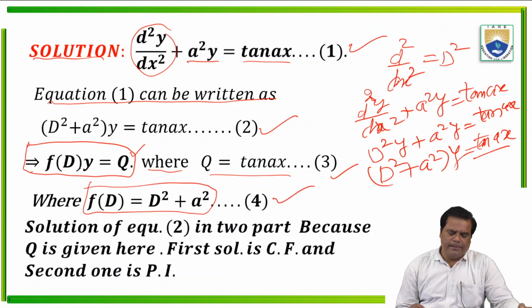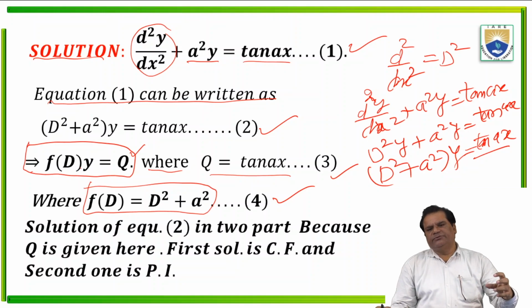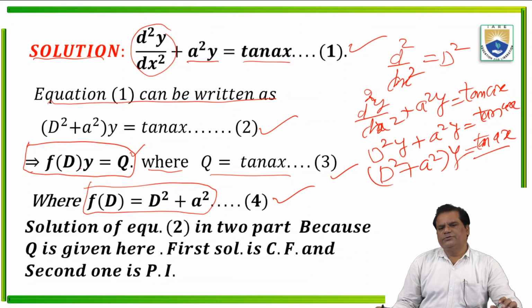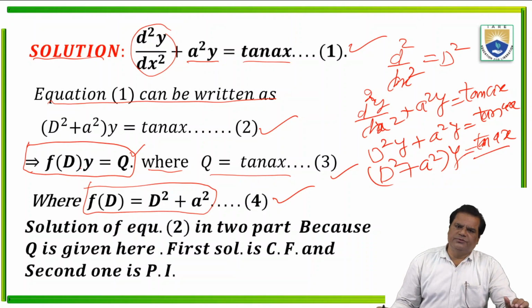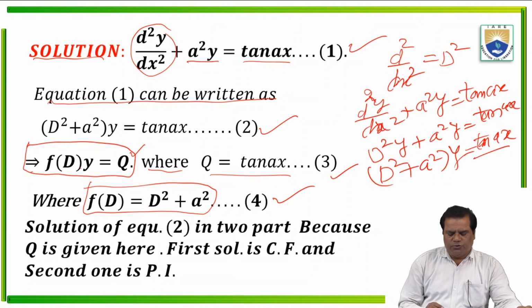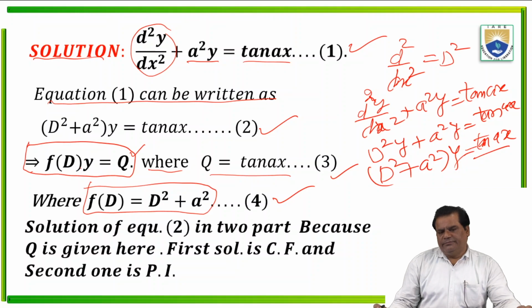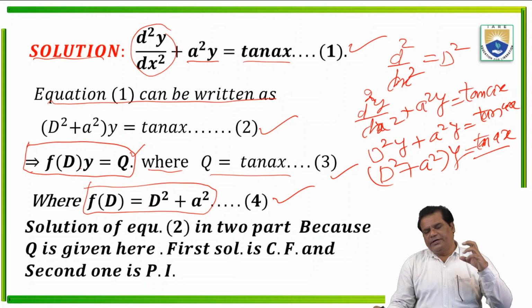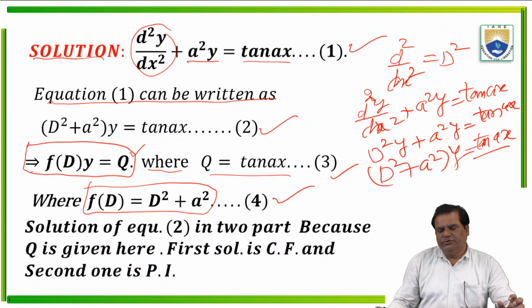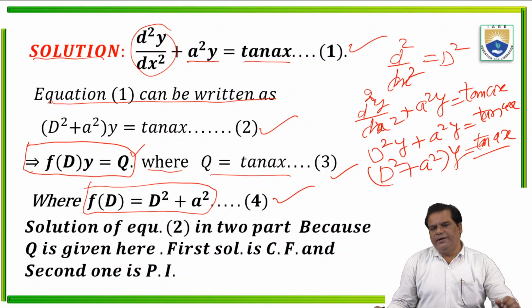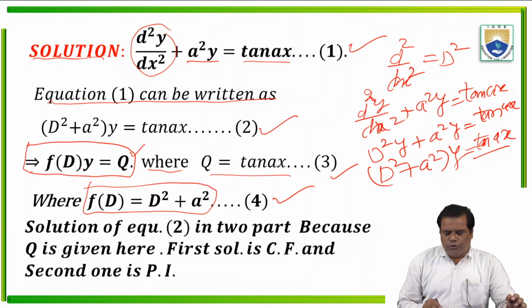This is equation 4. The solution of equation 2 is in 2 parts. In the last lectures we discussed linear differential equations with constant coefficient. The solution of this differential equation we always get in 2 parts. The first part is the complementary function and the other part is the particular integral. We find the particular integral when Q is given. If Q is not given, then we find only the complementary function. The particular integral is 0 if Q is 0. So the first solution is CF.